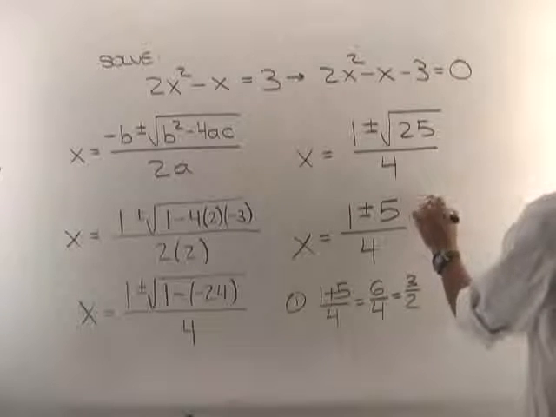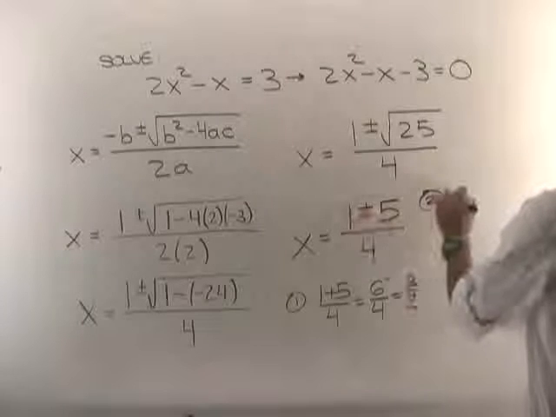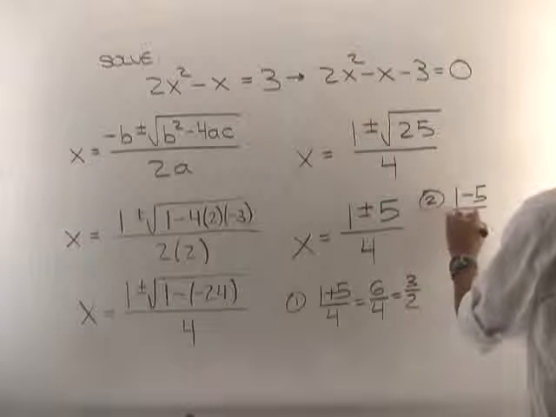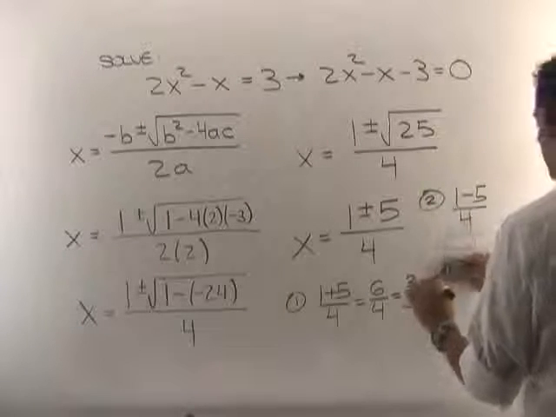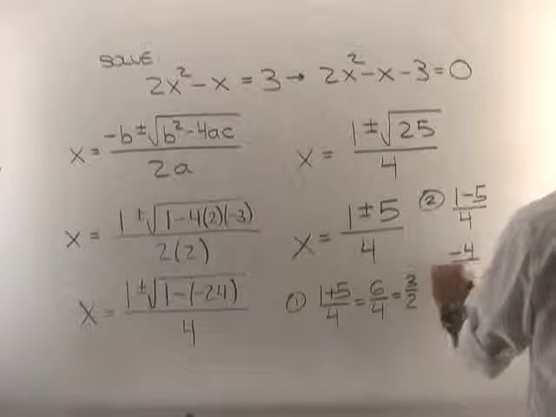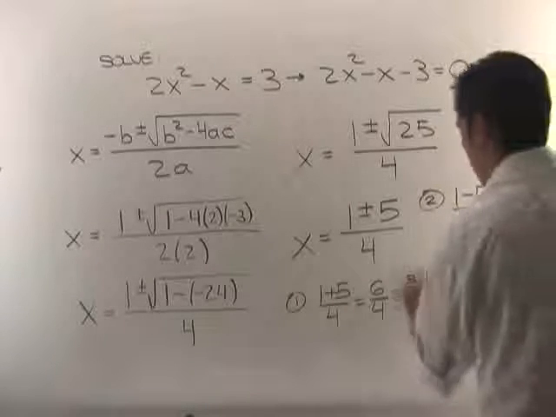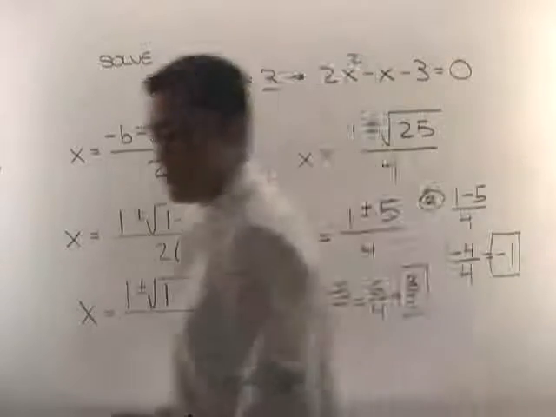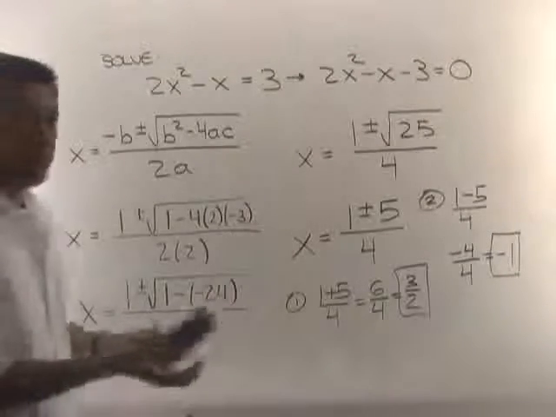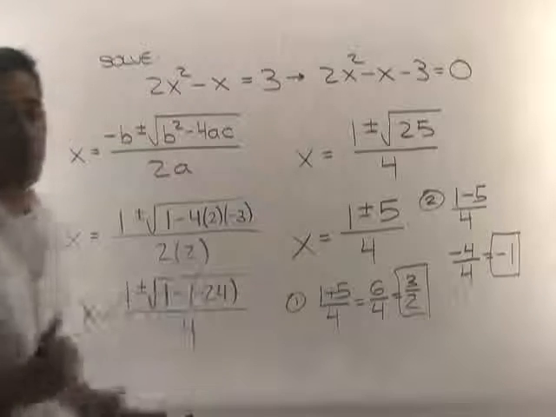And then our second answer is what we get when we subtract. 1 minus 5 over 4. That's -4 over 4, which is -1. So you can now verify again that those solutions are exactly what we got using both the factoring technique and the completing the square technique.